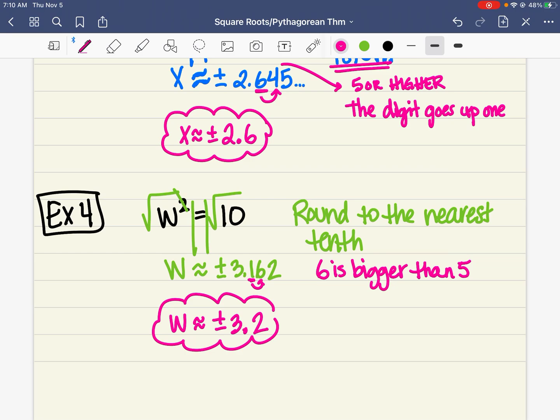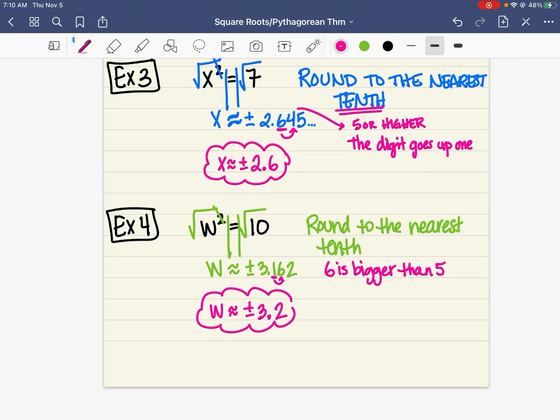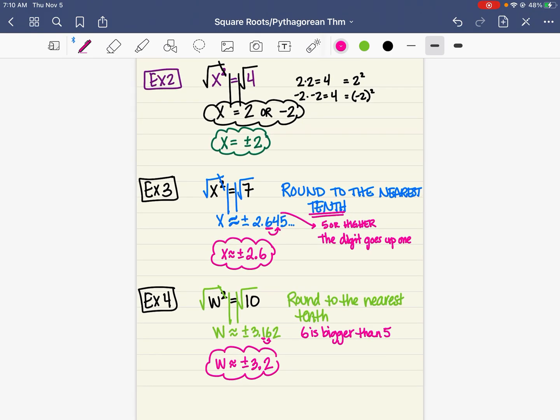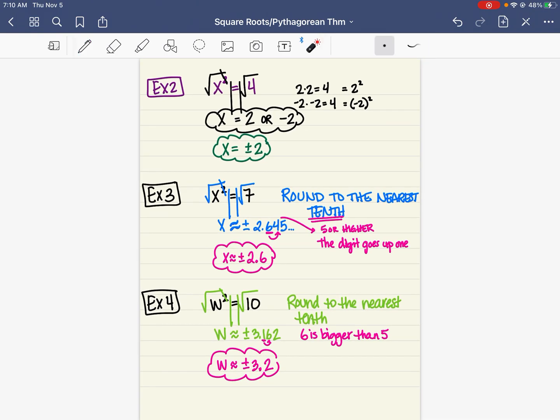Okay, so that's how we would do these problems. You can use a calculator. You still have to show your work. Showing your work means show me the square roots on both sides. If you get a non-perfect square number, use a calculator, but round to the nearest tenth.